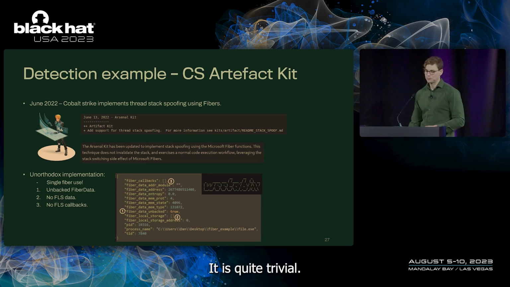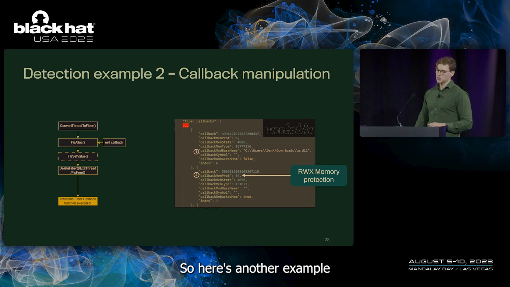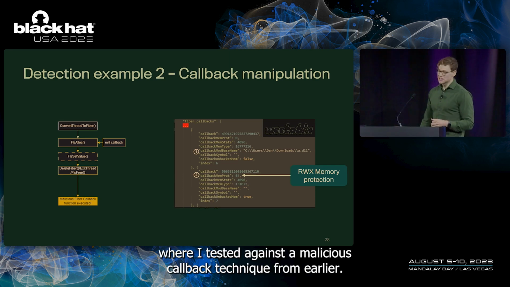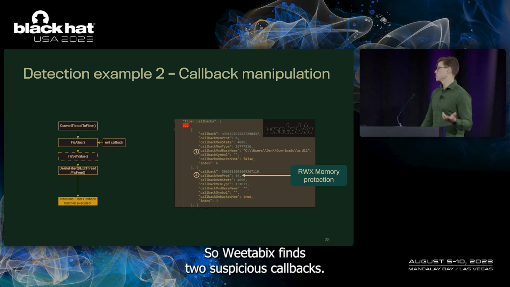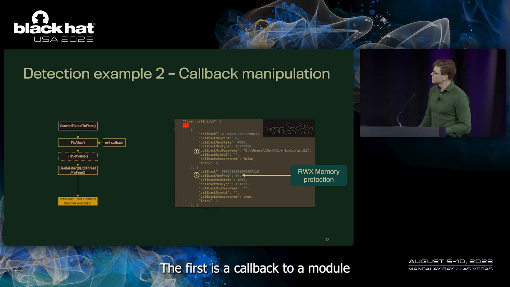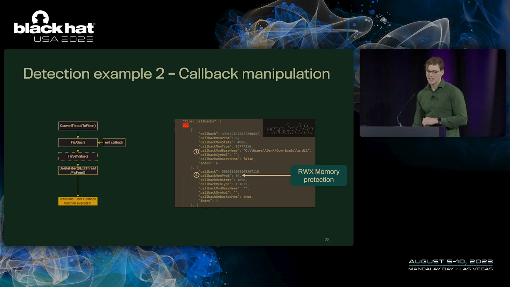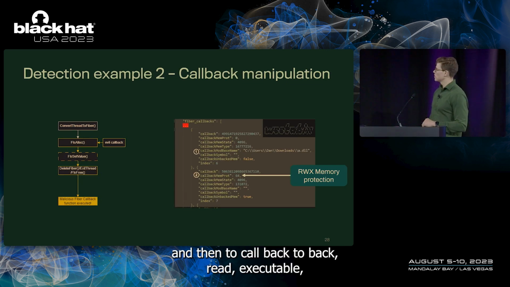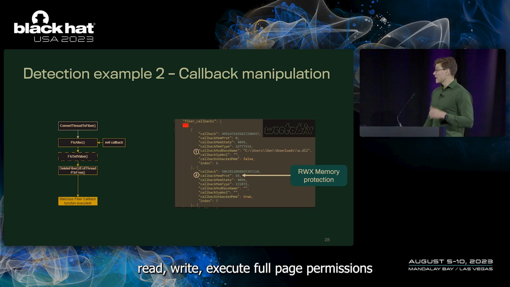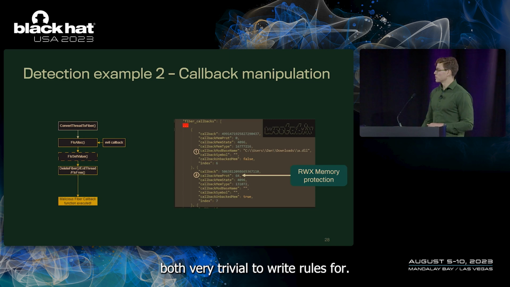It's quite trivial. So here's another example where I tested it against the malicious callback technique from earlier. So Weetabix finds 2 suspicious callbacks. The first is a callback to a module in the downloads directory. That looks really sketchy. And then 2, a callback to unbacked read-write-executable page permissions. Both very trivial to write rules for.